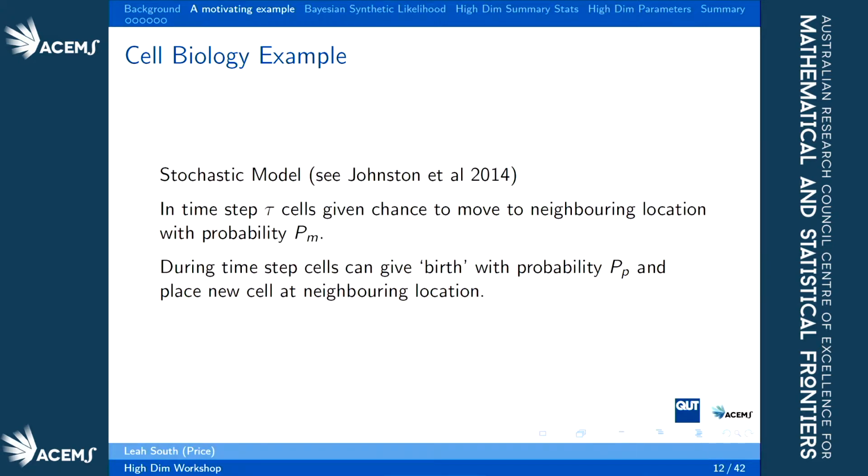We use a random walk stochastic model for the statistical model here. In each time step, cells are given the chance to move to a neighbouring location with probability PM, and they're given the chance to birth or to reproduce to a neighbouring location with probability PP.